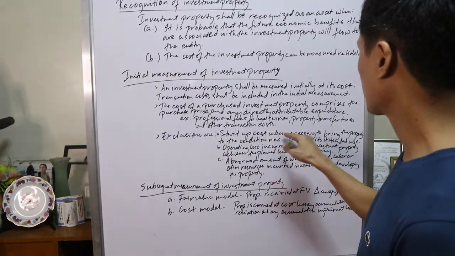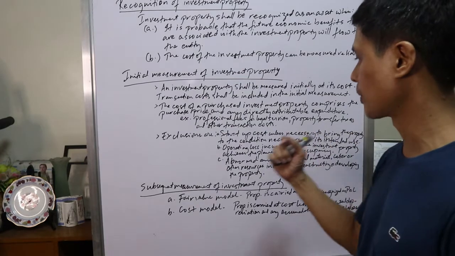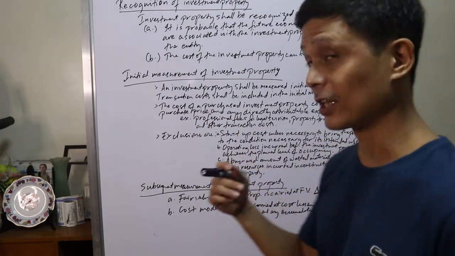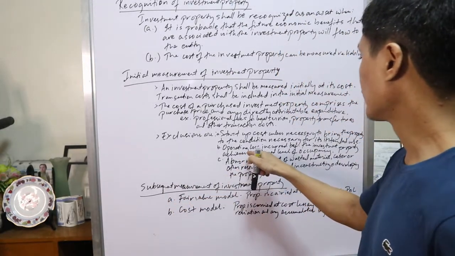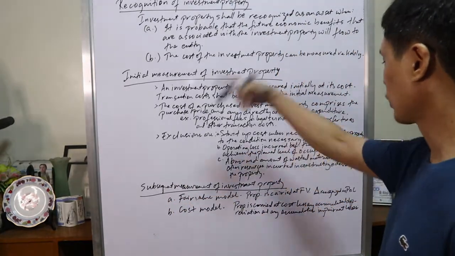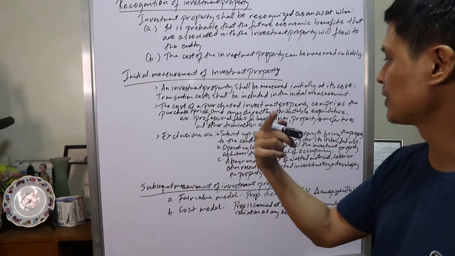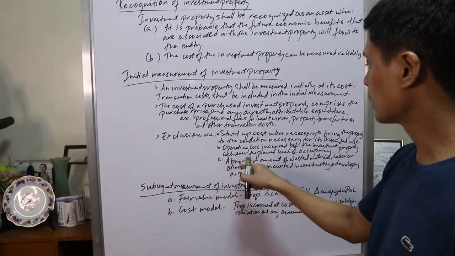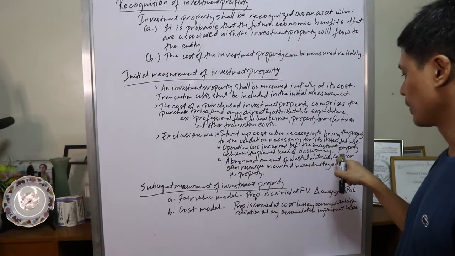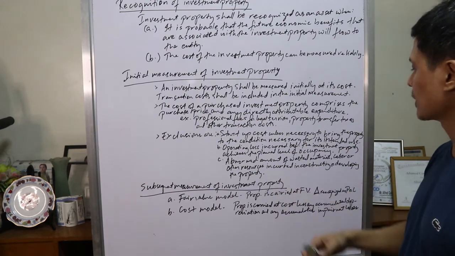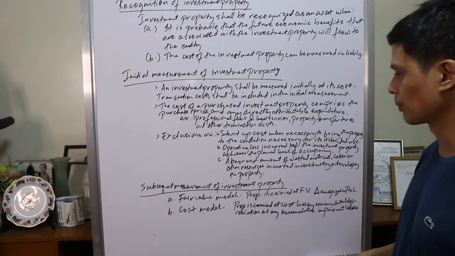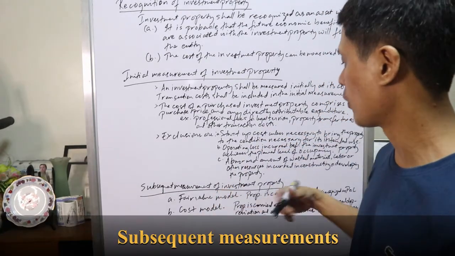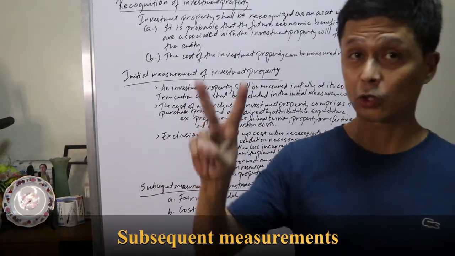Exclusions are startup cost unless necessary to bring the property to the condition necessary for its intended use. The next one is operating loss incurred before the investment property achieves the planned level of occupancy. And the last one is abnormal amount of wasted material, labor, or other resources incurred in constructing or developing the property.